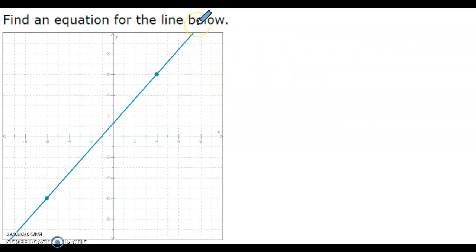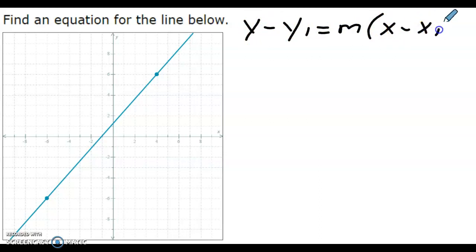Here, find an equation for the line below. Again, you can submit this in point slope form. Y minus y1 equals m times x minus x1. Doesn't matter which point you use, but the slope is what we have to go ahead and find. So these two points are way away from each other.